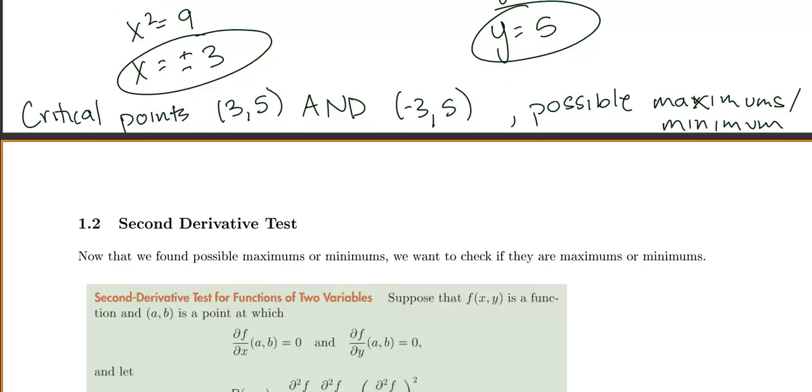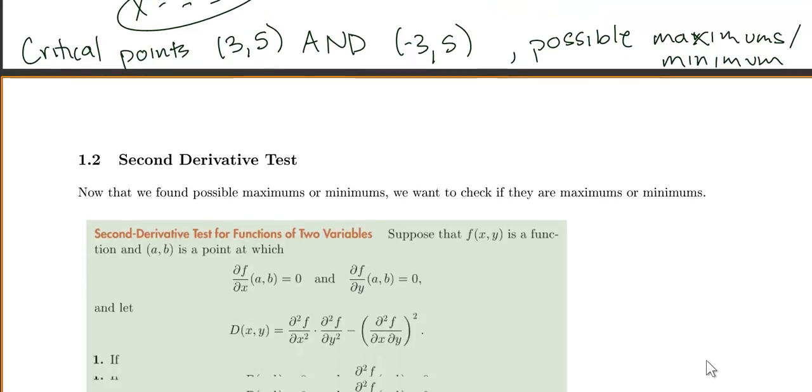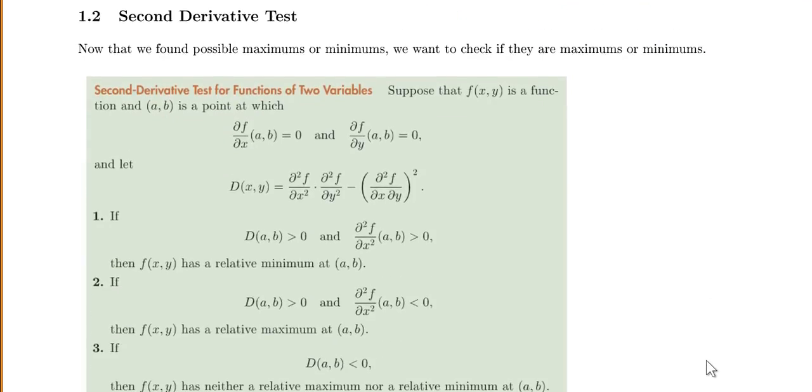Okay, once you practice several of those problems, then we're going to figure out, okay, how do we tell if they're a max or min? And by that we can use the second derivative test, but it's very complicated. Okay, or maybe not complicated, but it takes a bit of work. So we found where our possible max or mins are. Now we want to see if they are max or mins.